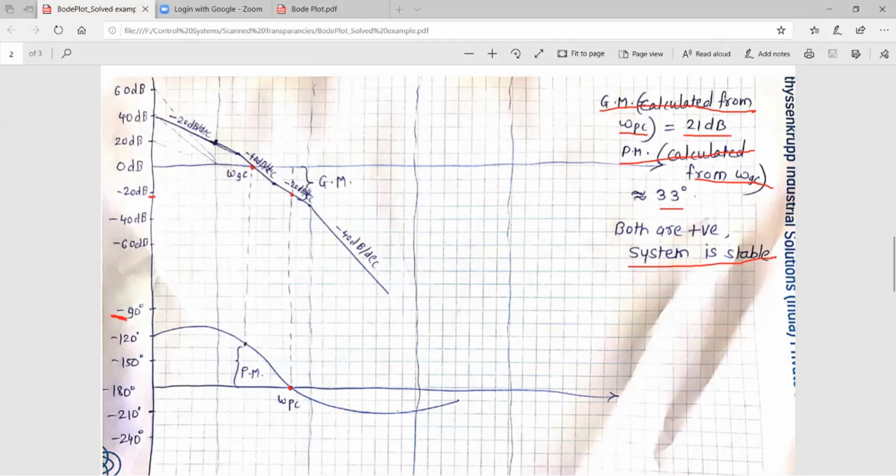It might happen in some problems that phase margin is infinity, or phase margin is 90 degrees, gain margin is infinity. It might be anything. As long as it is positive, the system is said to be stable. Okay. Now please let me know whether you have understood it or not.